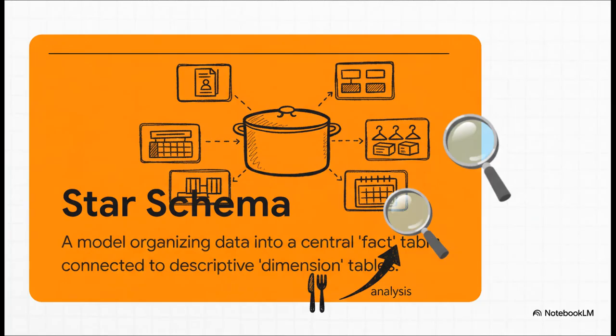The easiest way to think about it is like a perfectly organized professional kitchen. Your dimensions, that's stuff like your customer list, your product catalog, the calendar, they're all prepped separately, like your mise en place. The central fact table, well, that holds the action, the events, like sales. So when you need an analysis, the final dish, you just combine these perfectly prepped ingredients.